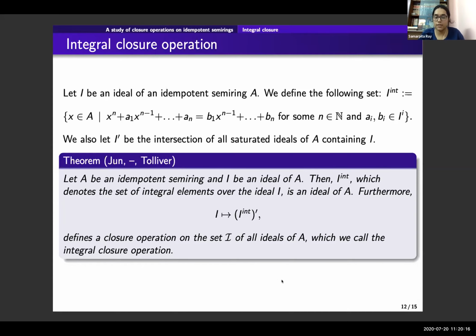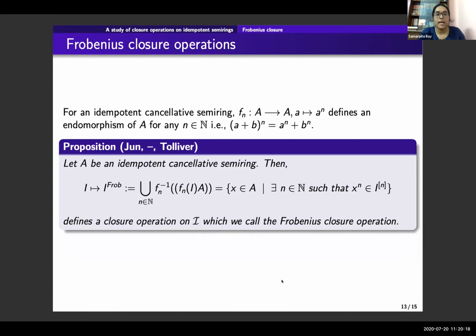And next, I just have one more thing to say, which is the Frobenius closure operation. For an idempotent cancellative semiring, where cancellative is similar to the idea of integral rings, no zero divisors kind of situation, you can show, in a slightly non-trivial proof, that for any natural number n, the map A going to A power n is actually an endomorphism of an idempotent cancellative semiring.